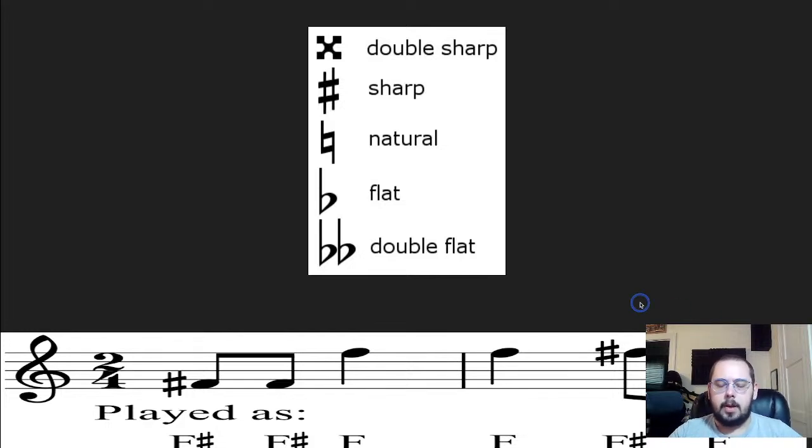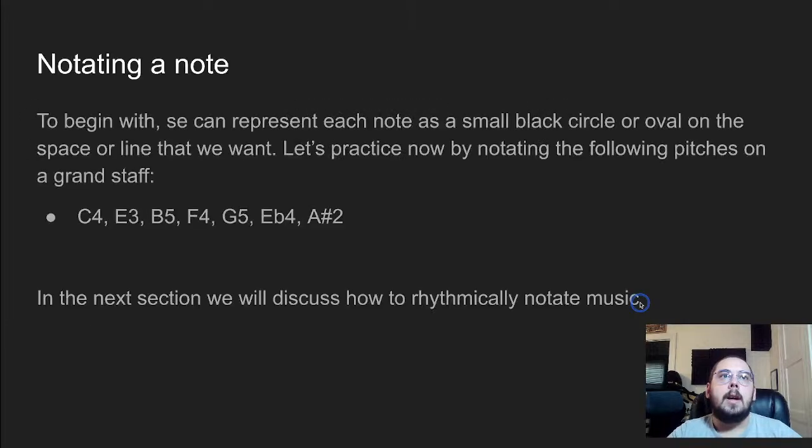So again, we'll get more practice with that. Normally when I teach this course, I would take a pause and say, okay, here are some notes with some octaves, notate it on a staff, on a grand staff. I'm not going to here because again, it's a pre-recorded video. But I'm going to move on to talking about rhythm.